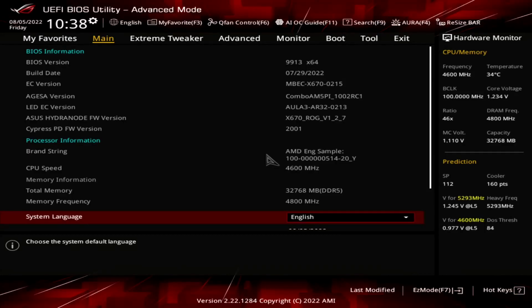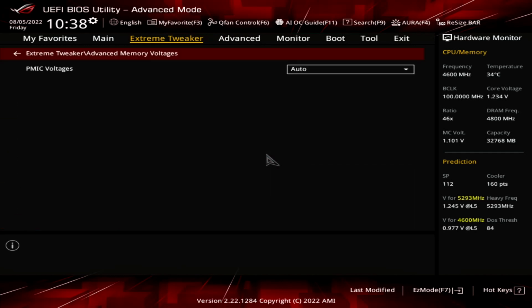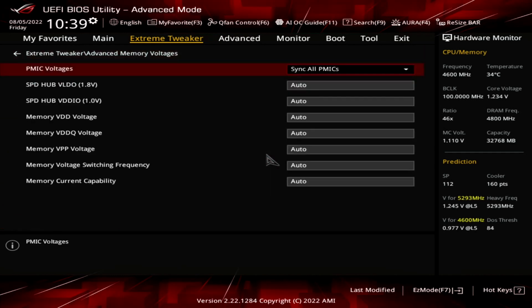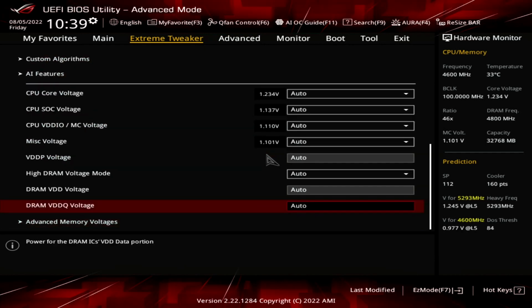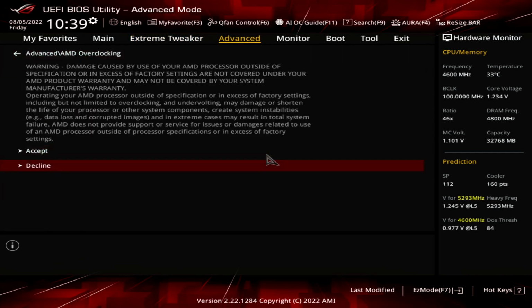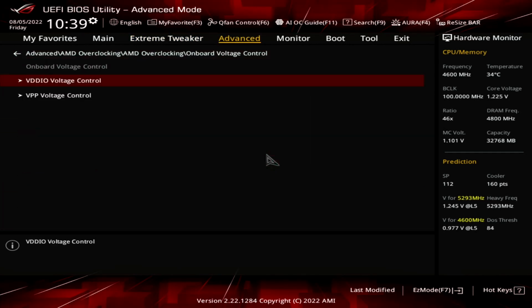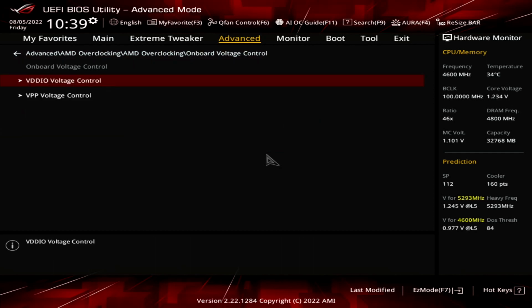In the Asus ROG BIOS, you can access the DDR5 memory voltages in the Extreme Tweaker Advanced Memory Voltages submenu. VDDD and VDDQ are also available in the main Extreme Tweaker menu. Alternatively, you can access the DDR5 memory voltages in the AMD VDDIO Voltage Control and VPP Voltage Control submenus.